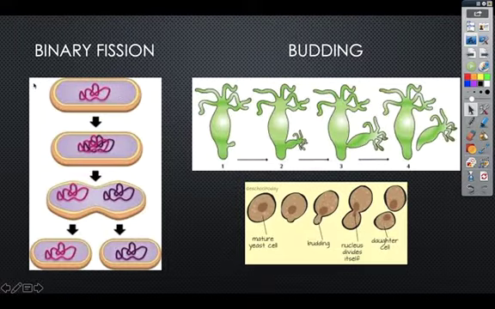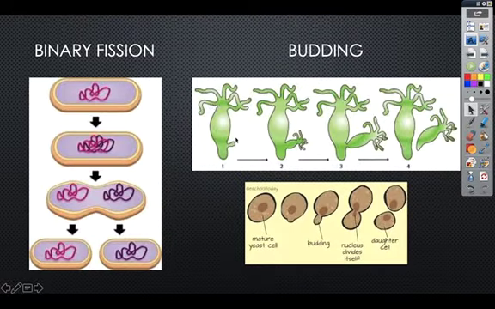But first, here's binary fission. You have this one parent cell. Here's the DNA. We see the DNA replicating, and then the cell splits into two, and you end up with two new offspring, but each of them are going to be genetically identical.